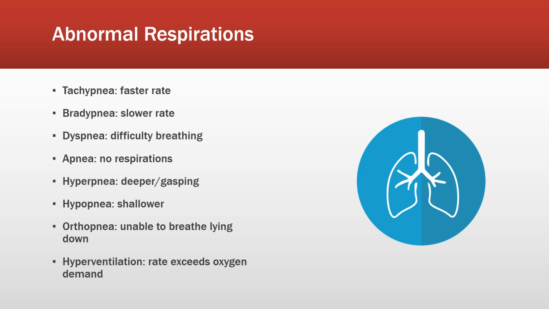Here are some different abnormal respirations. Tachypnea, that's that faster rate. Remember tachy, meaning fast. Bradypnea, brady again meaning slow. Dyspnea, difficulty, so DYS means difficulty, so difficulty breathing. Apnea, we look at A means without, so apnea is no respirations. Hyperpnea, so that deep gasping for breath.